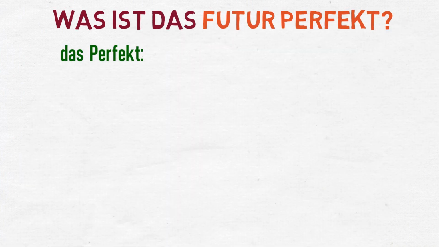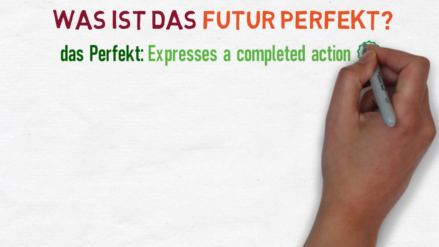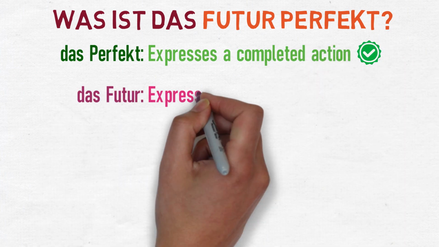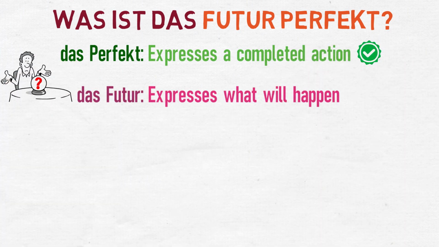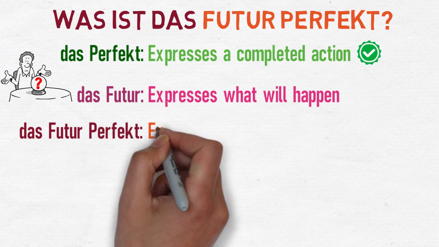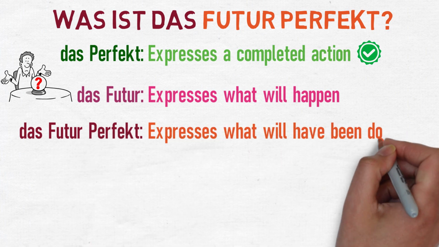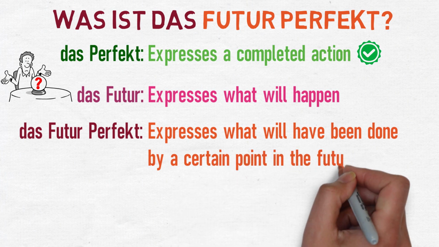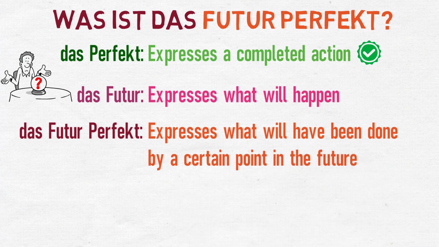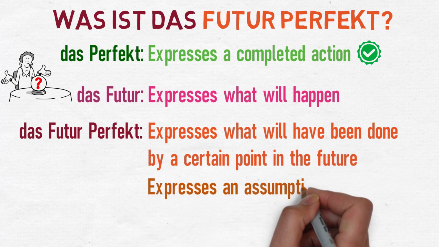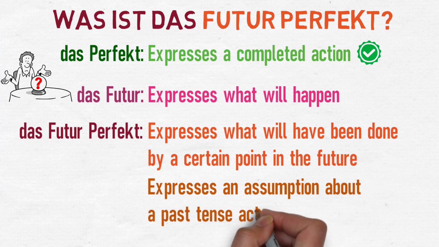In this lesson, we'll be looking at how to form what is called the future perfect tense. The perfect tense is normally used to express a completed action, and the future tense is used to show us what will happen. The future perfect tense, therefore, can be used for two things. Primarily, it tells us what will have been done by a certain point in the future. It also allows us to express an assumption about a past tense action.